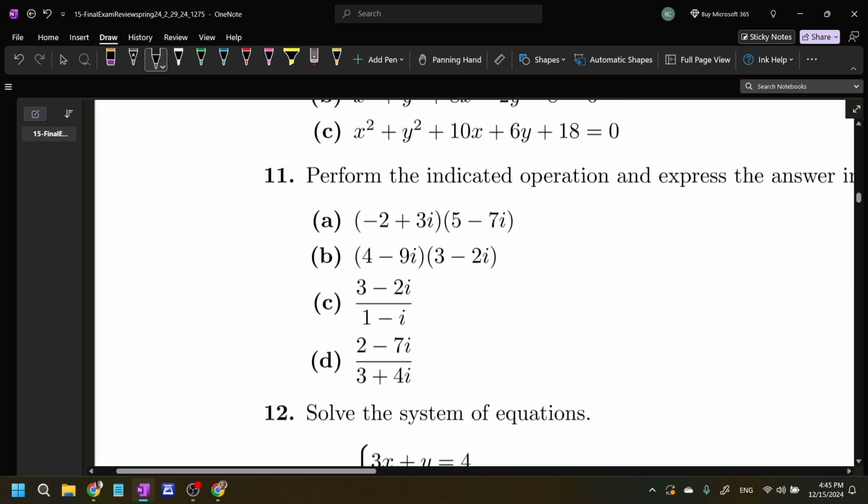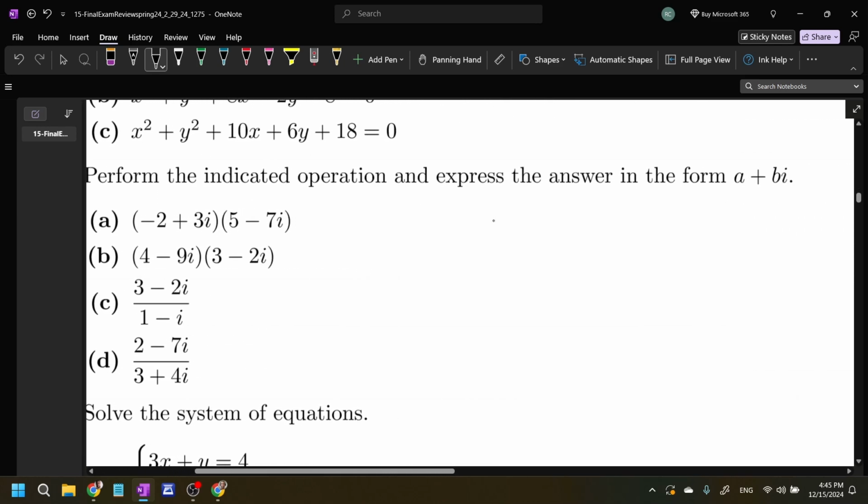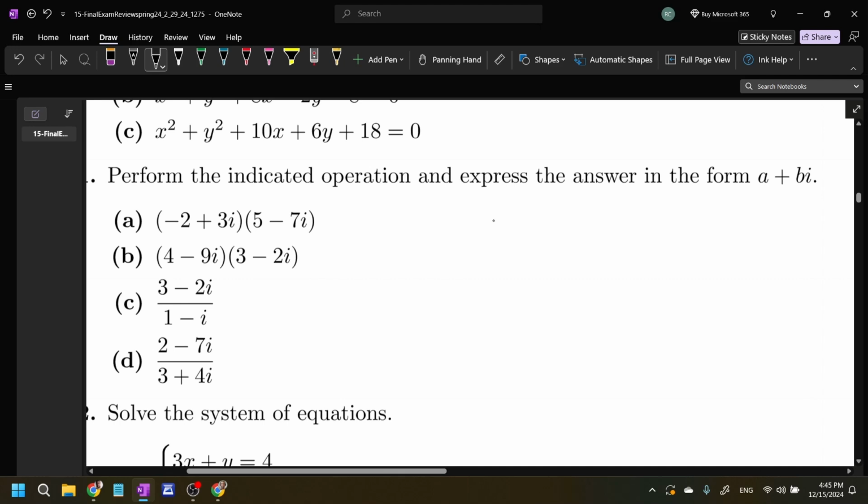Yes. Okay. Perform the indicated operation on and express in the form a plus bi. Okay, so for this one, I'll actually help you out. We'll do two of these because two of them are multiplication questions, and two of them are division questions. The multiplication questions are going to be pretty straightforward. We're just going to FOIL these.